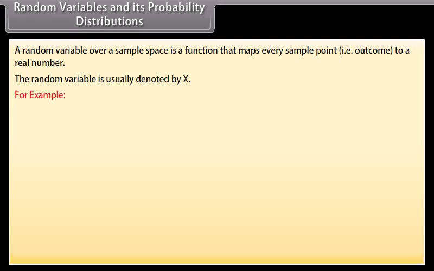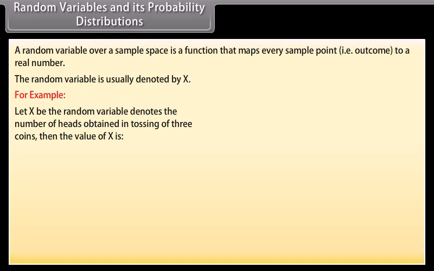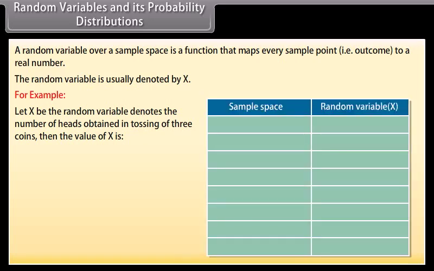For example, let X be the random variable that denotes the number of heads obtained when tossing 3 coins. Then the value of X is: for sample point T, T, T, the value of the random variable is 0. For T, T, H, the value is 1. For T, H, T, the value is 1. For H, T, T, the value is 1.